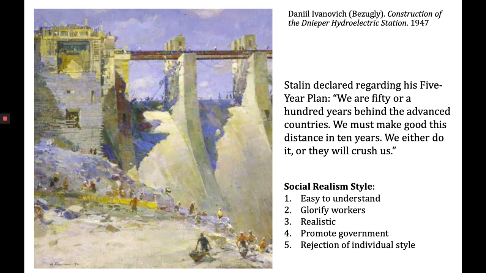What we're going to see with Soviet social realism are five main principles. Number one, it's going to be easy to understand. Number two, it's going to have to glorify the workers, the common people, right? So we see that we talked about the hammer and the sickle coming together. It has to be realistic rather than the suprematist abstract style of the past. Stalin implements more of a realistic, easy to understand type of art.